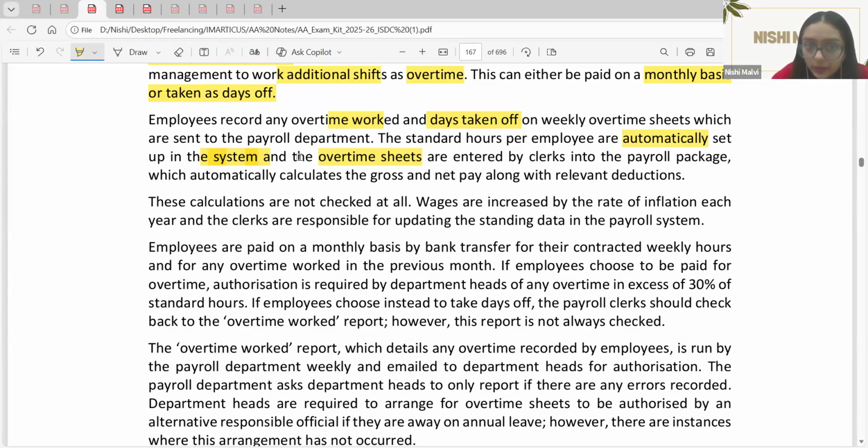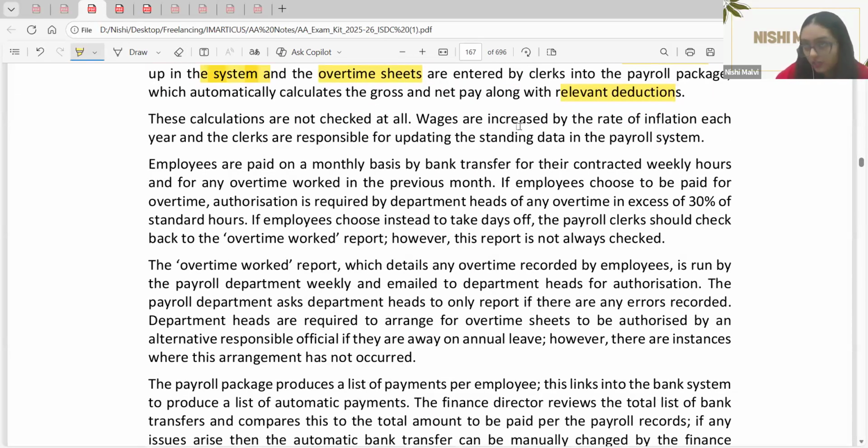Now, overtime sheets are entered by clerk, payroll package, which automatically calculates the gross and net pay along with the relevant deductions we need to consider. Check what relevant deductions, and whether the deductions they have made are accounted correctly or not. Weekly overtime sheet as well you can check. Okay, these calculations are not checked. That's a problem.